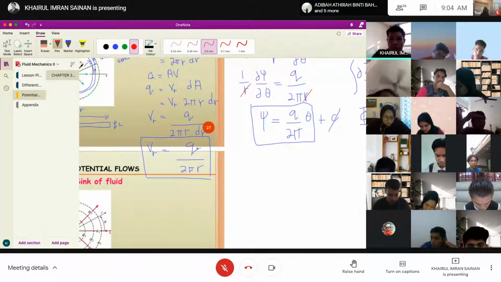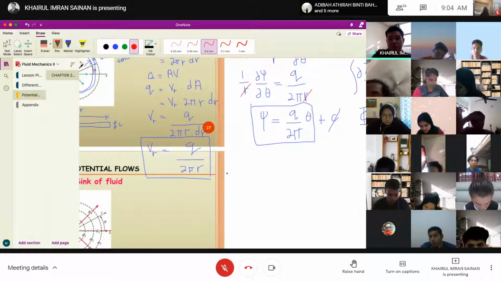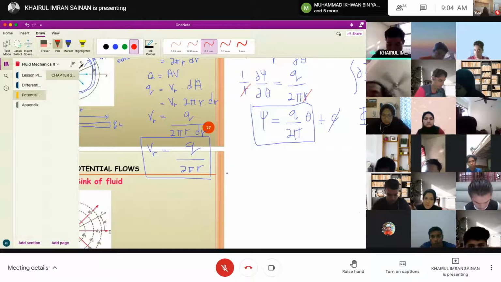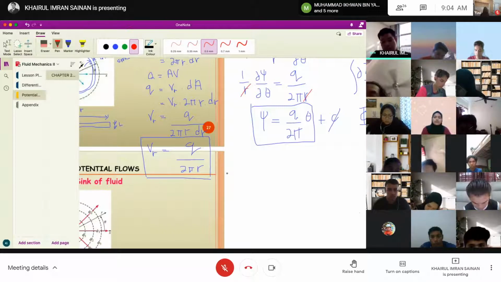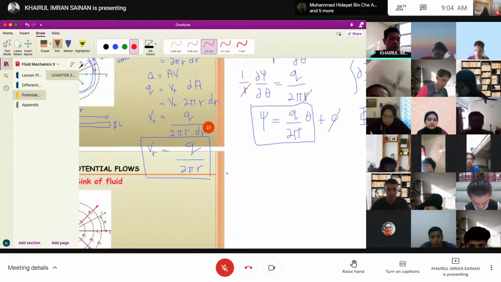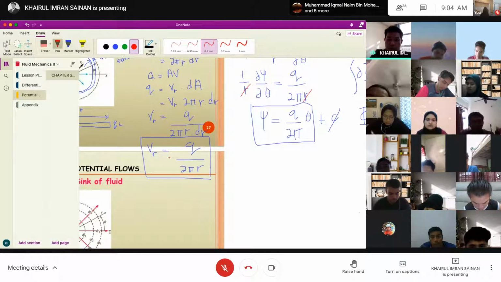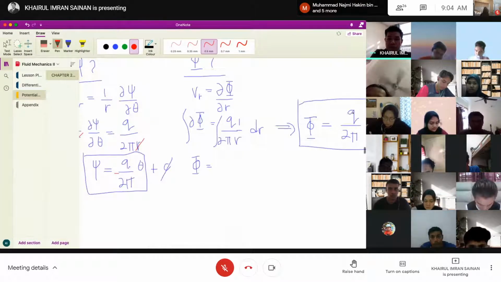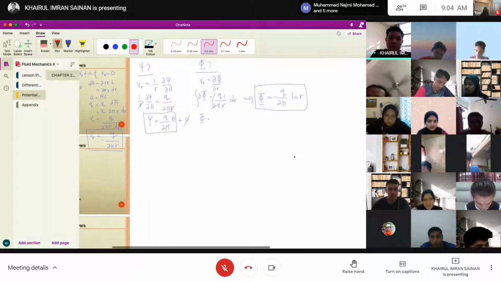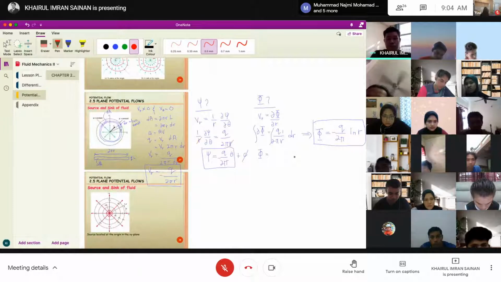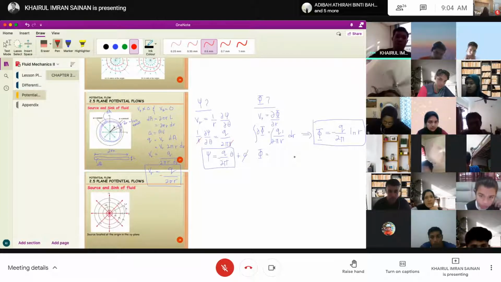Same approach, but what you're gonna have for sink flow is the value is similar but negative. So for VR, negative Q divided by 2 pi R, sign negative, and also psi and phi also. So that's how it is for sink. Then we can use source flow and sink flow.